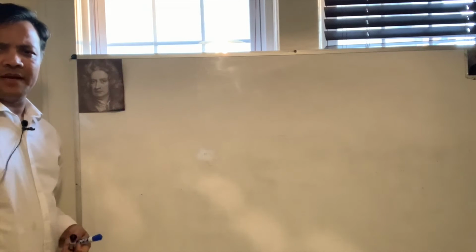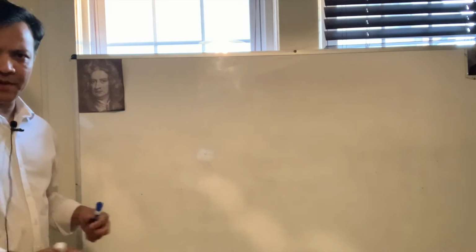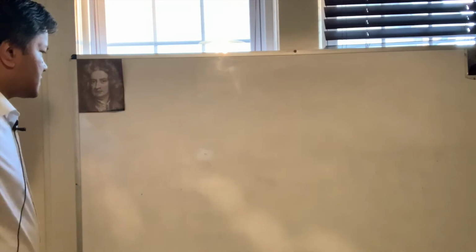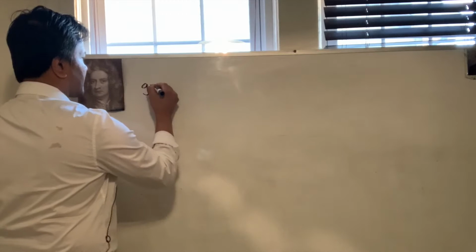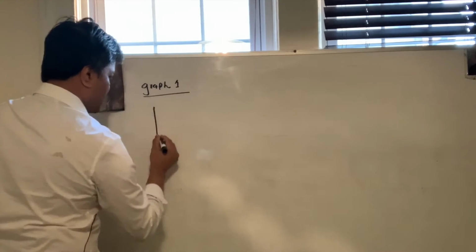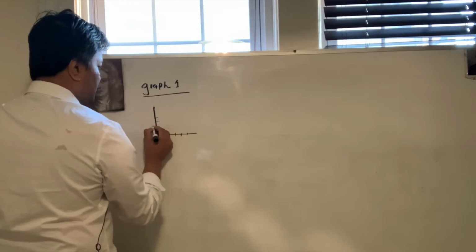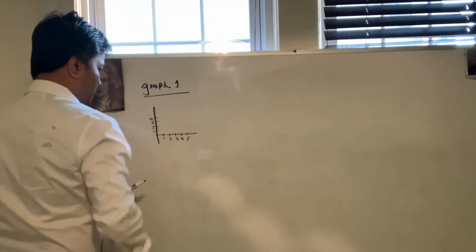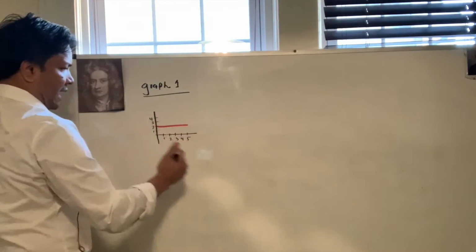I'm going to give you three graphs, and you're going to write the equation for these three graphs. So the graph number one that I'll give you. So let's draw a coordinate plane. You have to write the equation of the line.